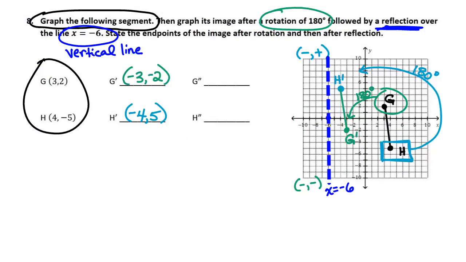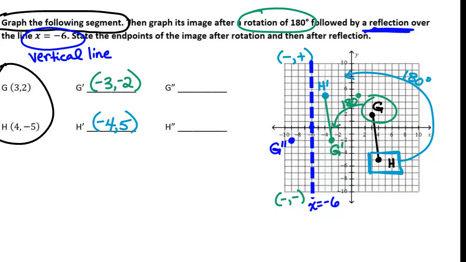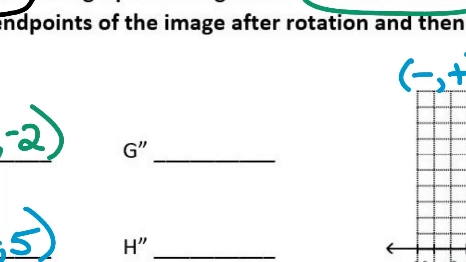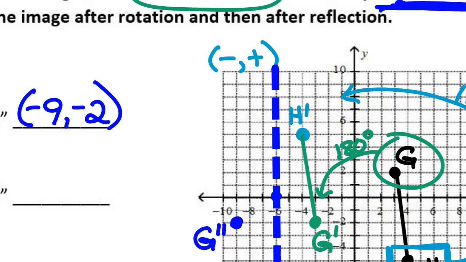Do we have rules for this kind of reflection? So how do I find my points then? Count. How far away is G prime from that line that we're reflecting over? 3. 1, 2, 3. So on the other side, I go 1, 2, 3. I plot my point right there. That's G double prime. Where did that end up landing? Negative 9, negative 2. How far away is H prime from that line that we're reflecting across?